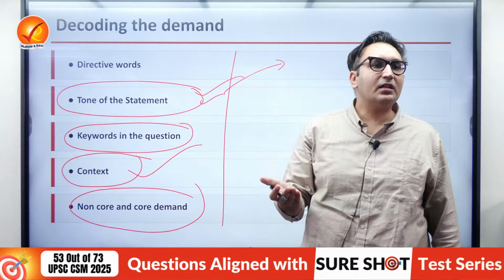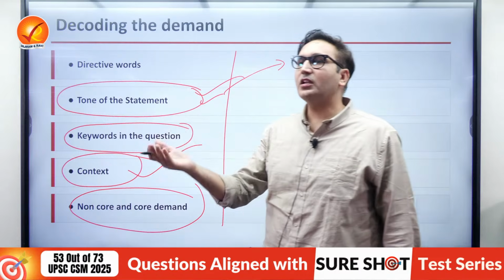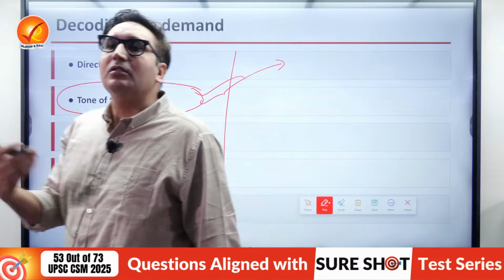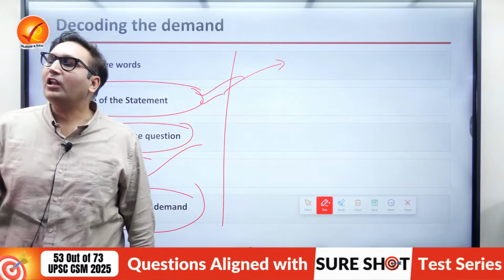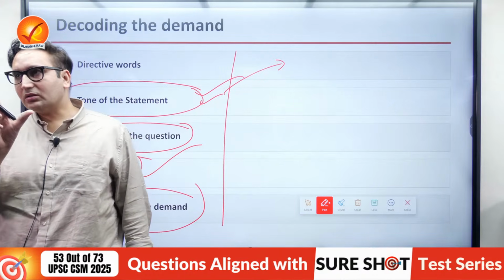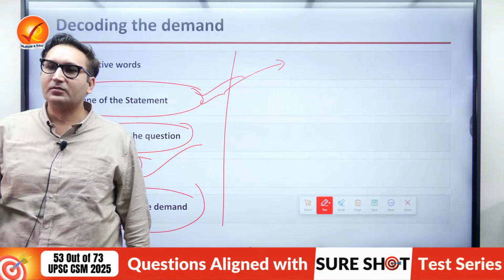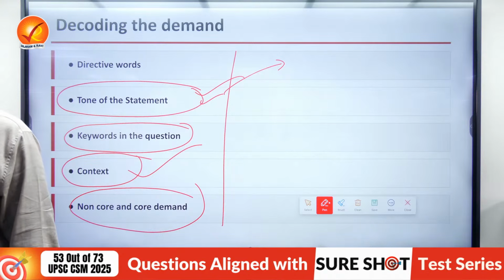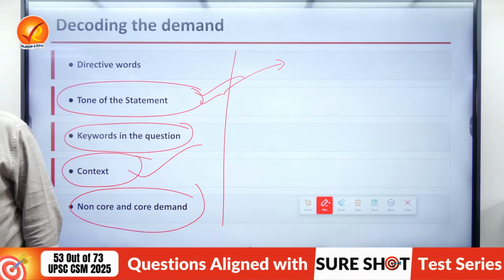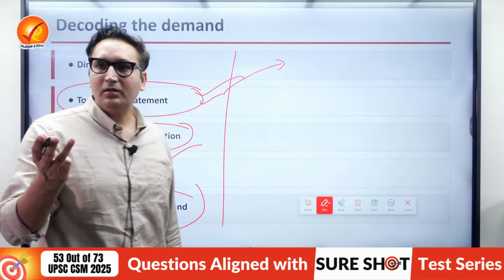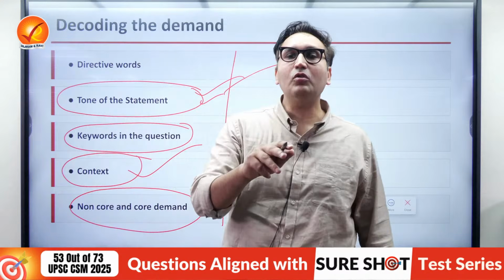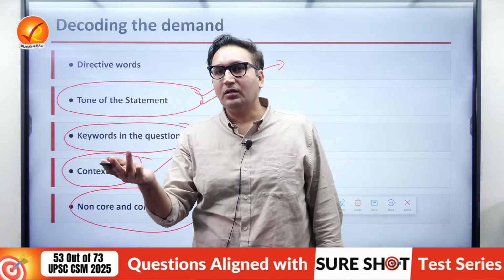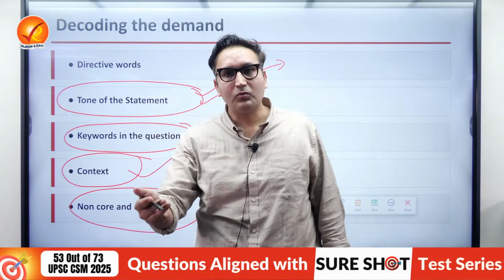For example, if I say discuss the features of MGNREGA, or discuss the success, let us say, right? Evaluate the success. So they are asking you to talk about the success. That is your core demand. They explicitly asked it, na? But now you will be writing the limitations as well. That becomes non-core demand. And after limitations, you might also give some suggestions. That becomes your non-core demand too, right?